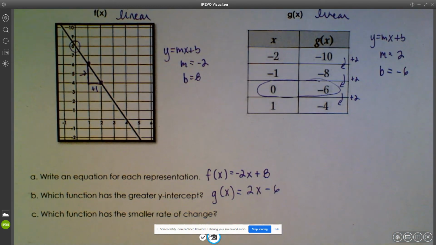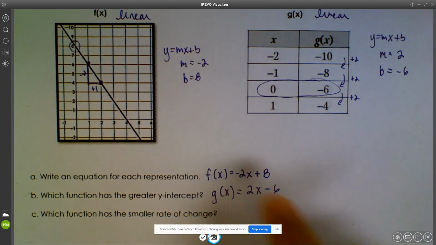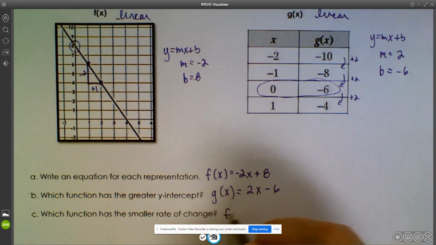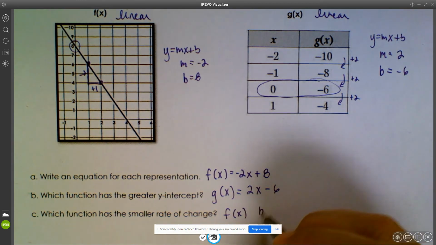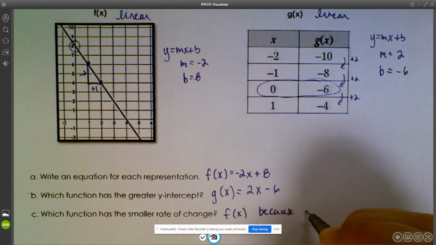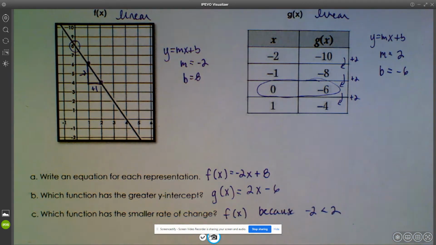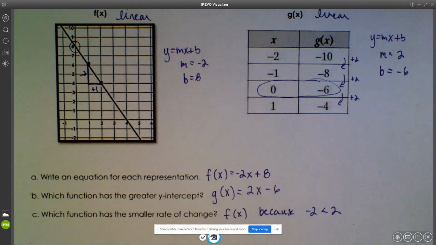All right, which function has the smaller rate of change? Well, they have the same rate of change because they're changing differently, but since this one is actually going more negative, we'll go with this function because -2 is less than 2. I think that's what they're trying to get to, but we'll save that conversation for another day.